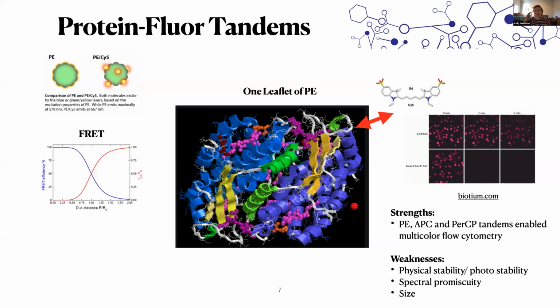A lot of people say, oh, I get an entirely different product from different vendors. And you really do, because they buy all those materials and make them in-house, and there are different methods of actually creating that tandem to begin with, let alone coupling it to the antibody. So the biggest strength of these molecules is that they made flow cytometry. The fact that we had these proteins at all and that we could make them into tandems, that's why multicolor flow cytometry became a thing.